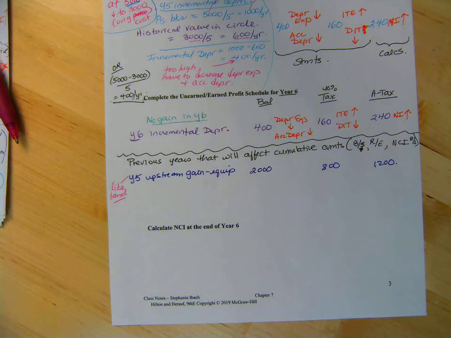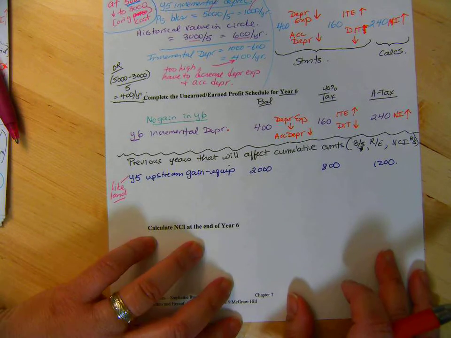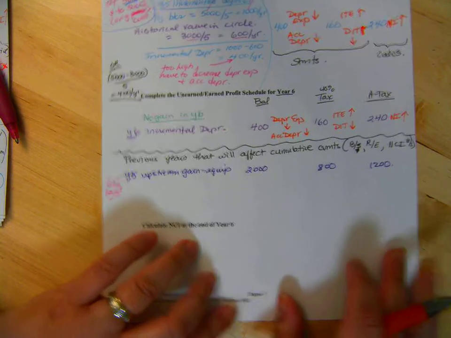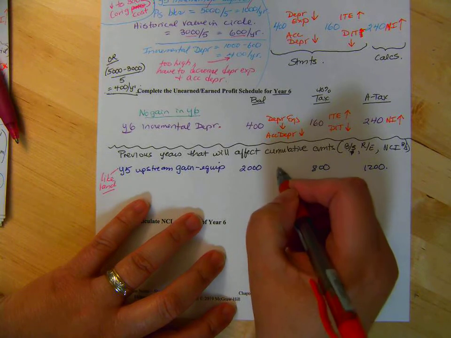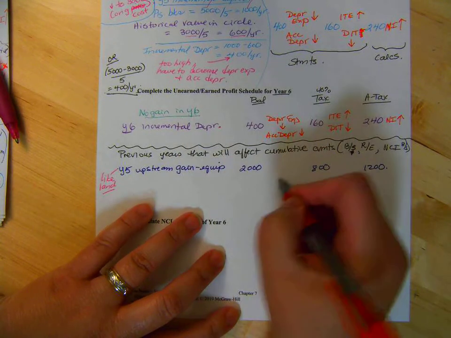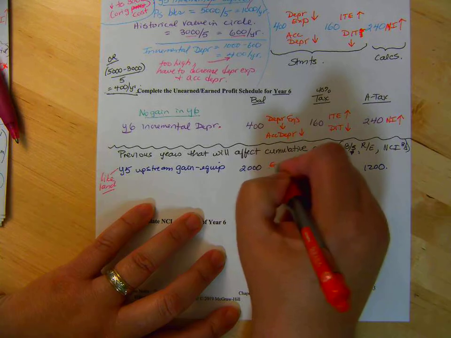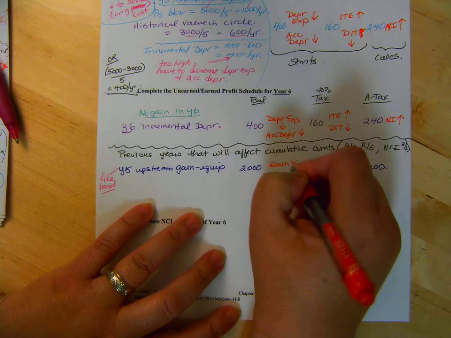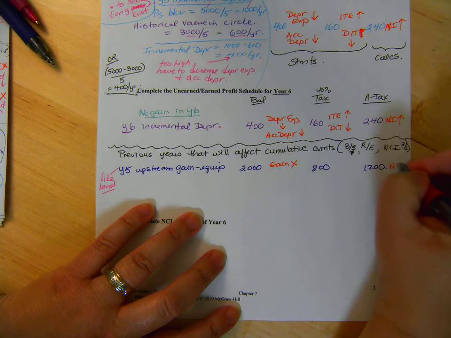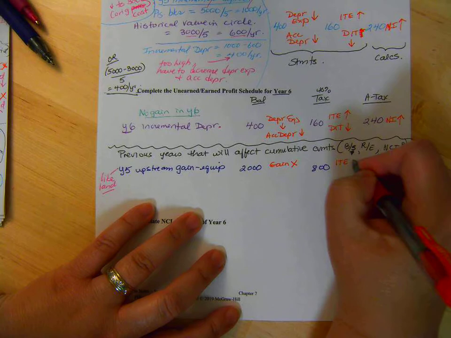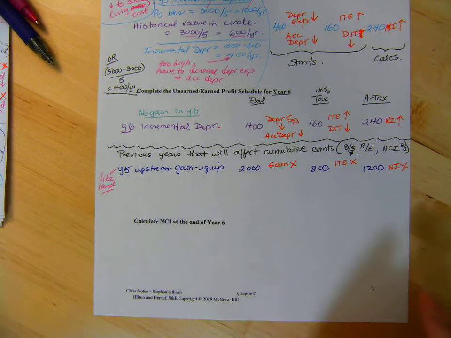So, is there a gain on the income statements? We are in year 6. So the gain, it was last year. So is net income going to change? Nope. And that means ITE isn't either.